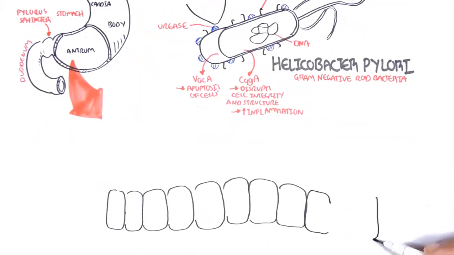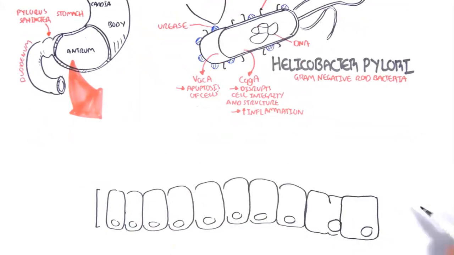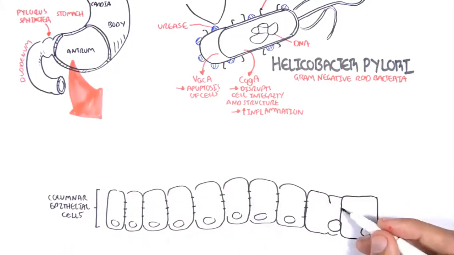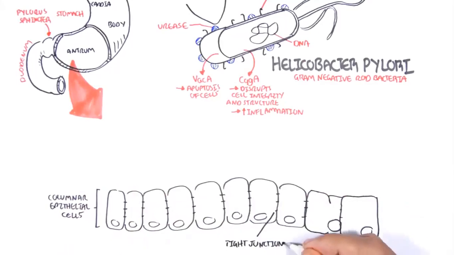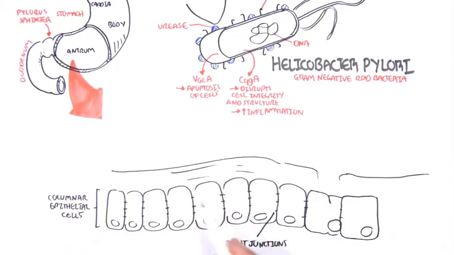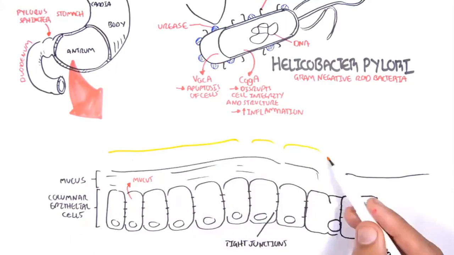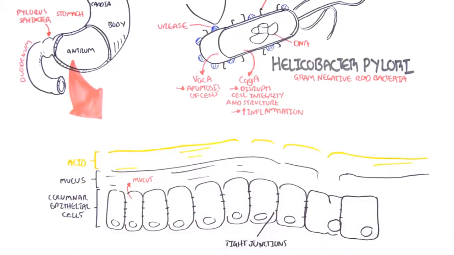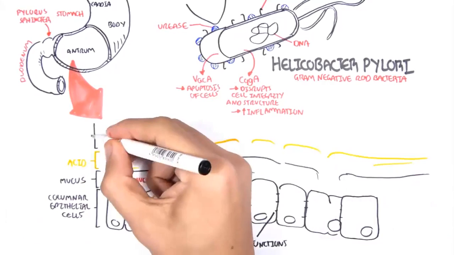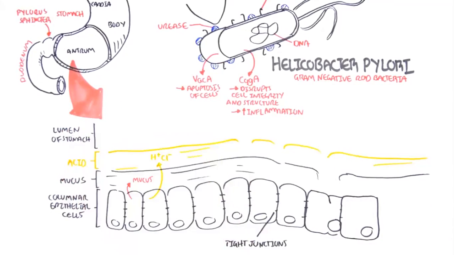Now we will see the internal structure of the stomach. It is lined by columnar epithelial cells, and there are tight junctions between these cells. Above the muscle layer of the stomach, there is a layer of mucous membrane, which is basic, and it acts as a protective covering against the acidic environment of the stomach, that is HCl, which is present on top of the mucous membrane. That acid is basically produced by the parietal cells present in the stomach.